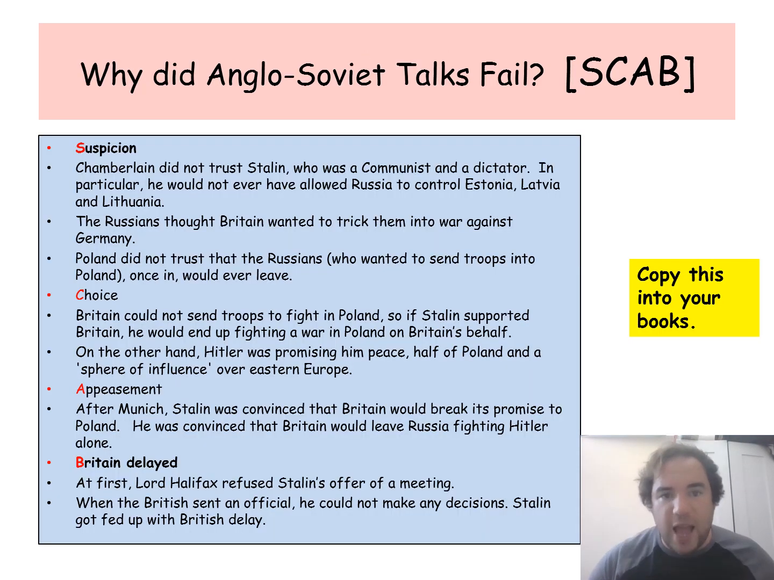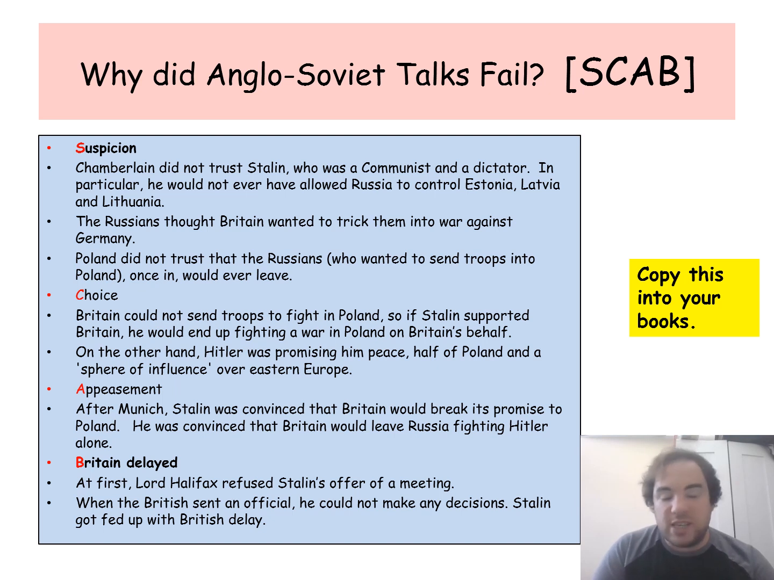Then once you've done all that, I want you to take some notes down, firstly on why the Anglo-Soviet talks failed, and to do so you can put it into the form of this anagram here, SCAB. Firstly, there was suspicion. Chamberlain did not trust Stalin, who was a communist and dictator, didn't trust the Soviets on their territorial ambitions, and the Russians likewise felt that Britain wanted to trick them into war against Germany. And you also had the spectre of Poland, who did not trust that the Russians, who wanted to send troops into Poland, would ever actually leave.